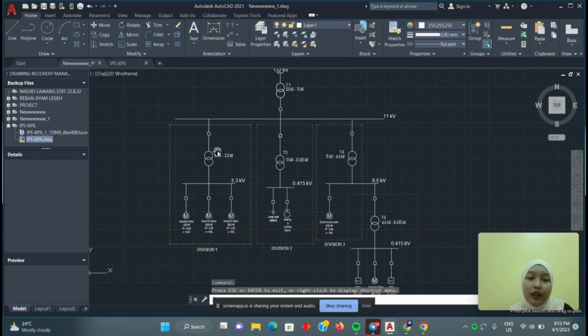First, for division 1, the 11 kV will go to the division 1 line. It will go through the circuit breaker first. The function of the circuit breaker is to protect the line from trip or any fault.